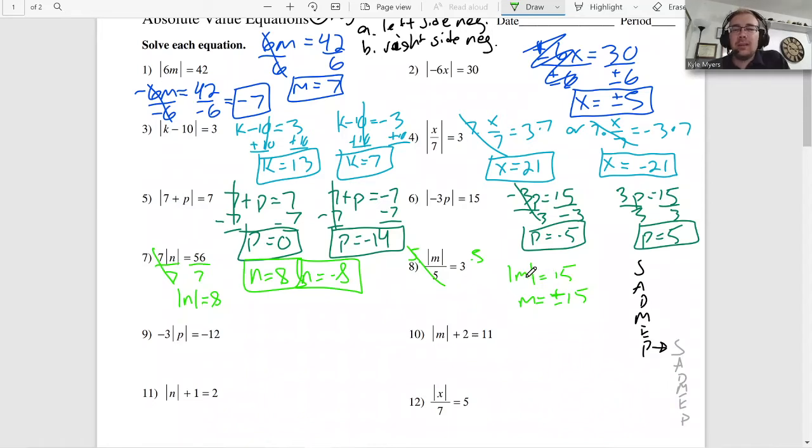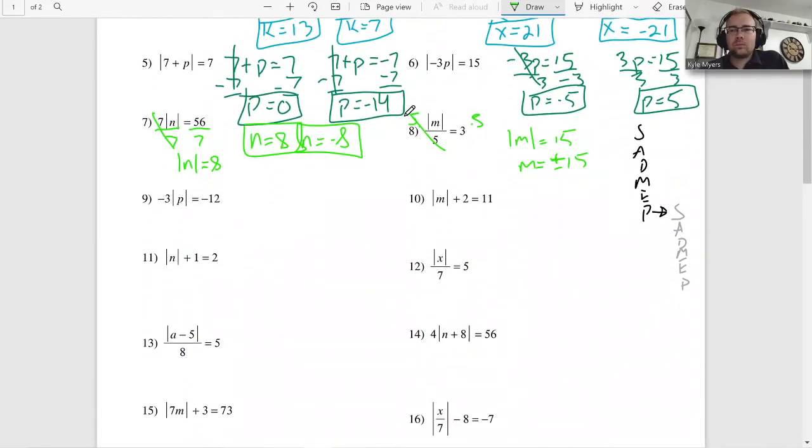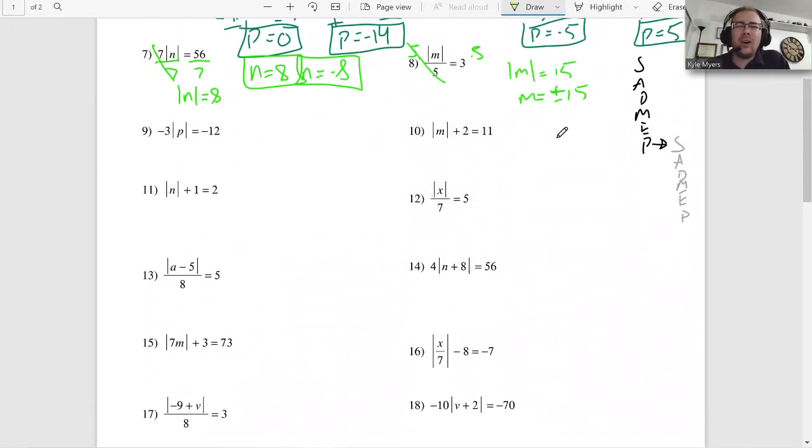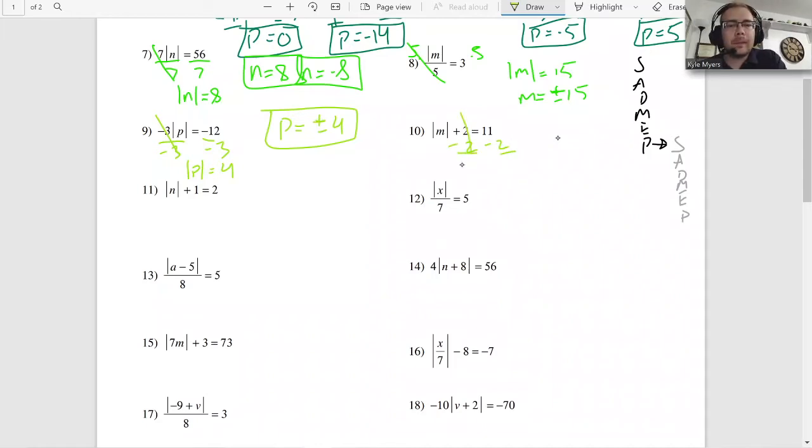Because think about it. If m was negative 15, what's the absolute value of negative 15? Positive 15. And the absolute value of positive 15 is positive 15. It makes it positive. So those are the two answers there. That's what we do. We just solve it twice. As these get more complicated, that's really all we're doing. We're just solving twice. Negative 3, negative 3. The absolute value of p equals 4, which means p is equal to plus or minus 4. Same thing here. Minus 2, minus 2. The absolute value of m equals 9, which means m is equal to plus or minus 9.